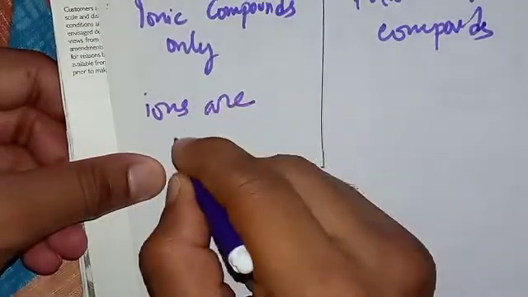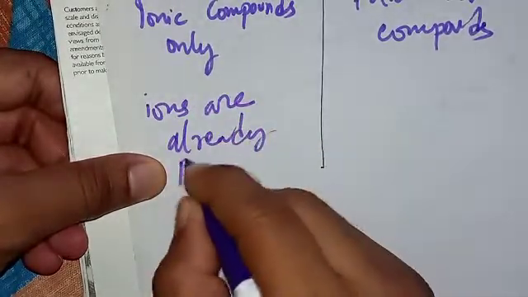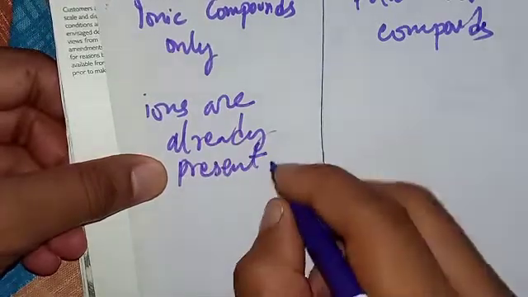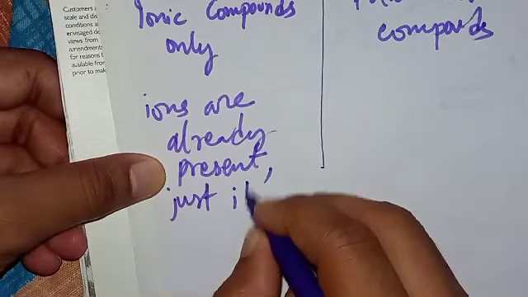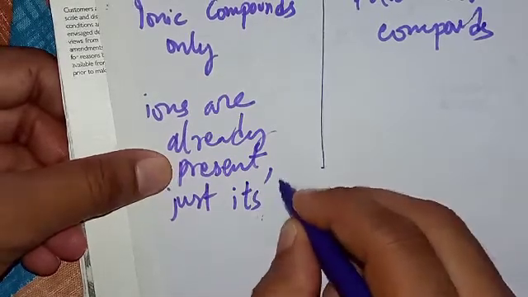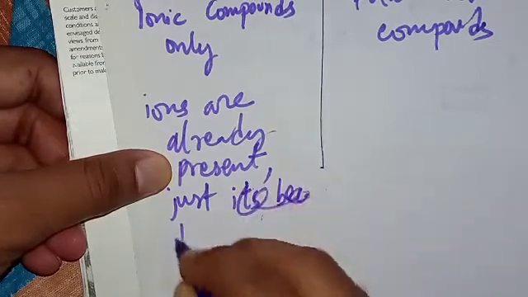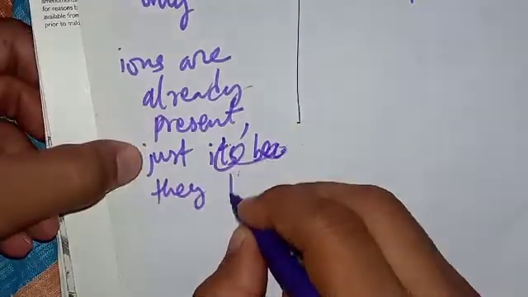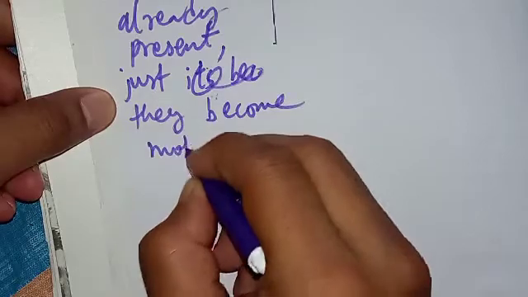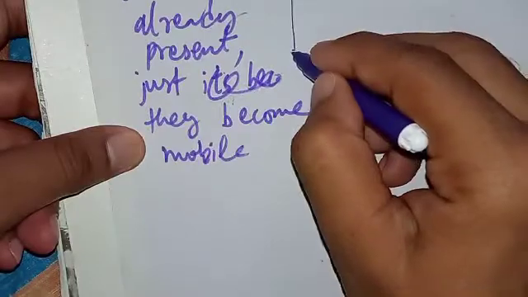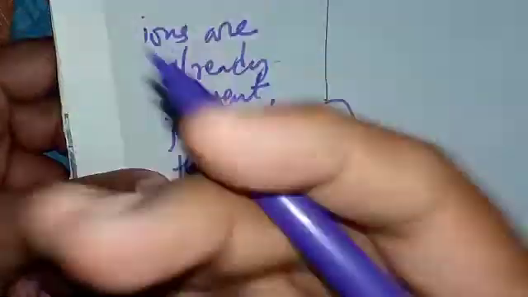In electrolytic dissociation, ions are already present, they just become free, they just become mobile. When you take the aqueous solution of the ionic compound or the molten state, you are just breaking the electrovalent, that is, electrostatic force of attraction. Ions are already present there, you are just making the ions free.